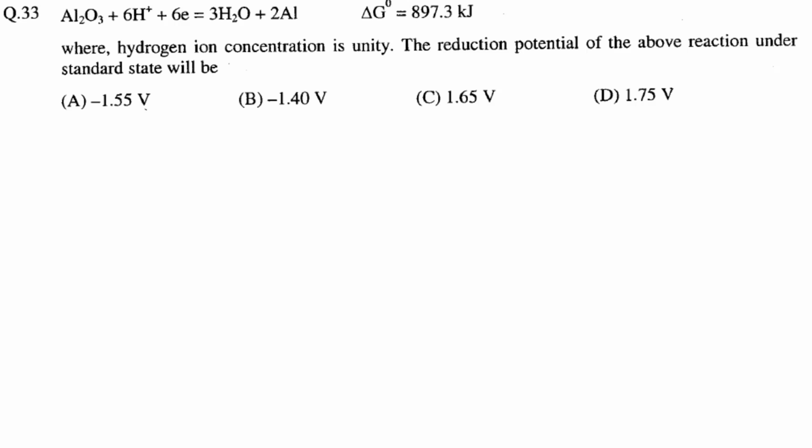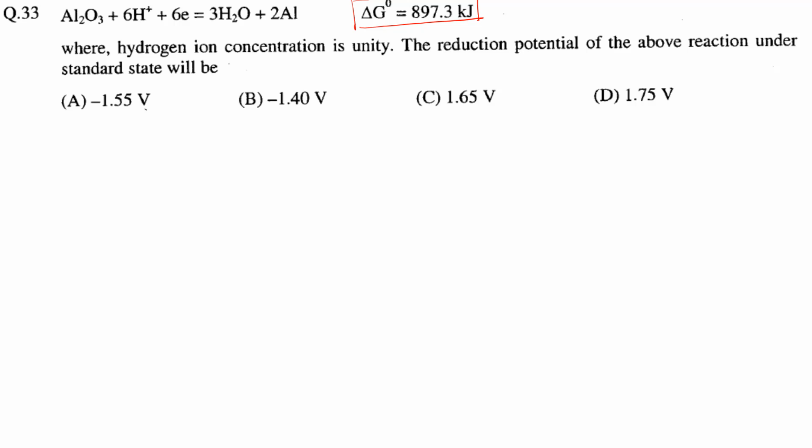Question number 33. Al2O3 plus 6H plus 6 electron is equal to 3H2O plus 2Al. Delta G naught equal to 897.3 kilojoule. Where hydrogen ion concentration is unity, the reduction potential of the above reaction under the standard state will be. Okay. Now guys, in the Ariane book, they have written this delta G naught with a minus sign, but here it will be without any minus sign. So this is a correction, because if you find the real question, there it is plus.